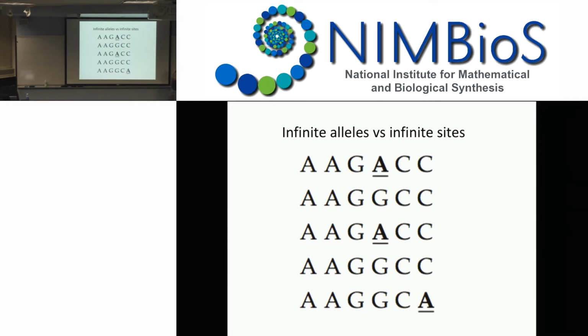Then if I have data, I can treat that data in 2 different frameworks. Framework number 1, the so-called infinite alleles or infinitely many alleles model, is where I can consider basically each haplotype as an allele and ask how many different haplotypes there are. There are 2 assumptions that go into that.